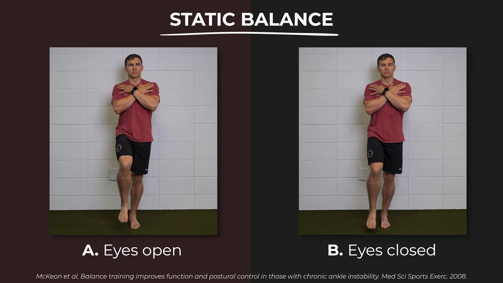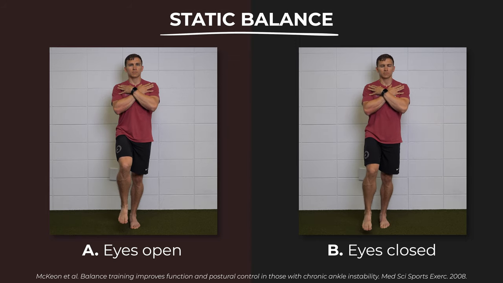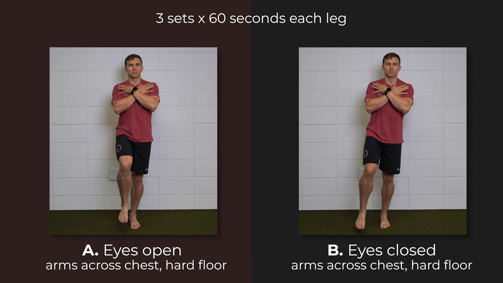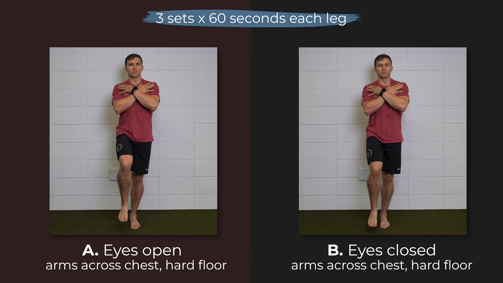Static balance. The single limb stance activities stem from the work of McKeon et al. in 2008. Option A is done with your eyes open, and option B is done with your eyes closed. The first progression requires you to work up to standing on one leg with your arms across your chest for 3 sets of 60 seconds. These are done barefoot on a hard floor.